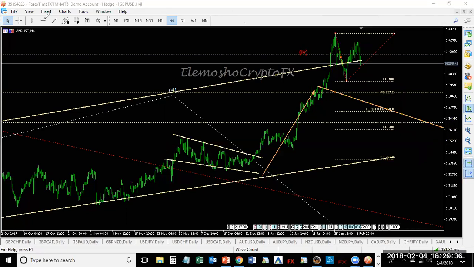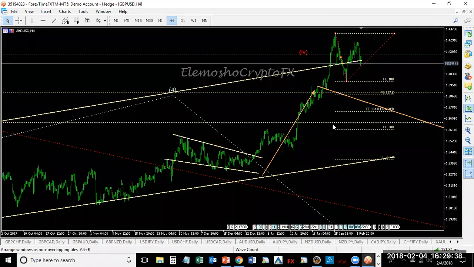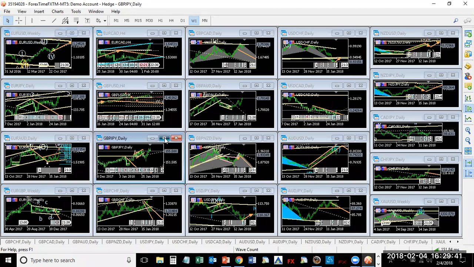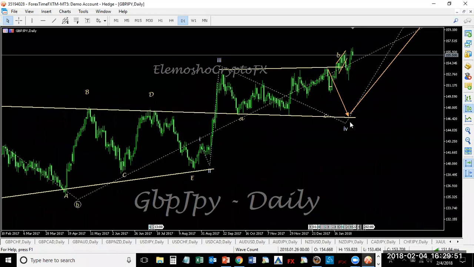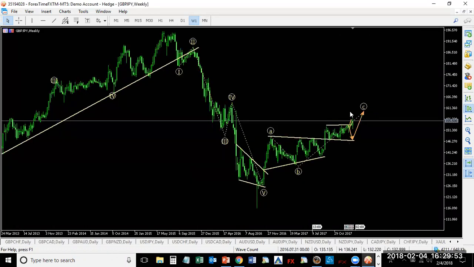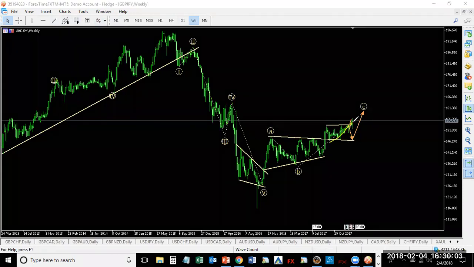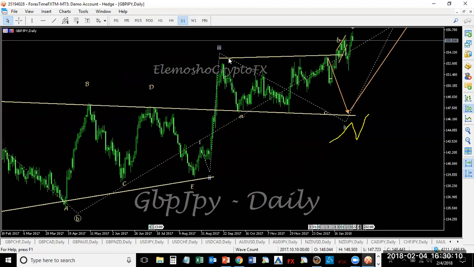So let me go to the next one. The next one is the GBP JPY. Just like I said before, I'm still expecting this movement to the downside for wave 4 based on what we can see here. If this market is still going to go to the upside, then it needs to have corrected this move like it did here. It needs to first correct this before it goes to the upside. You'll see it clearly on the daily time frame right here.